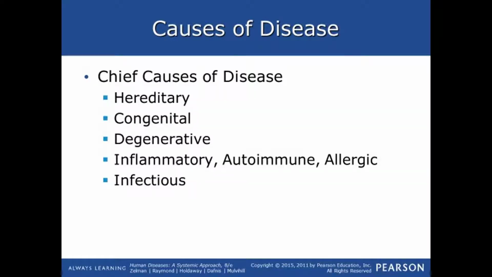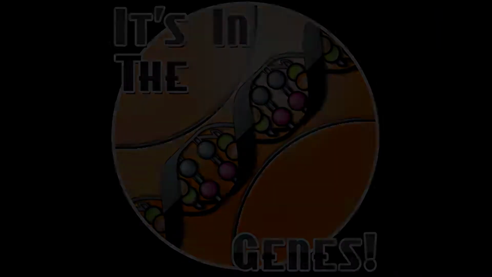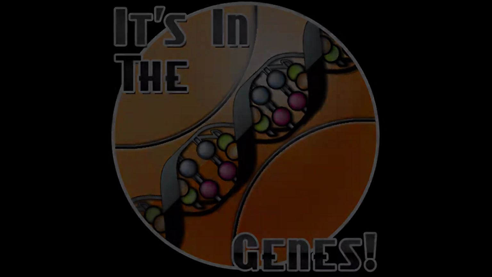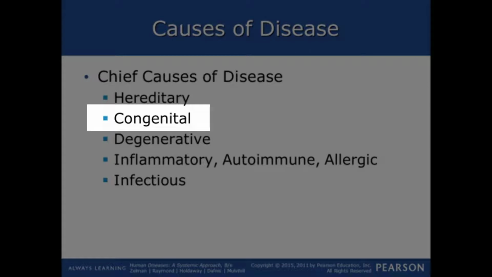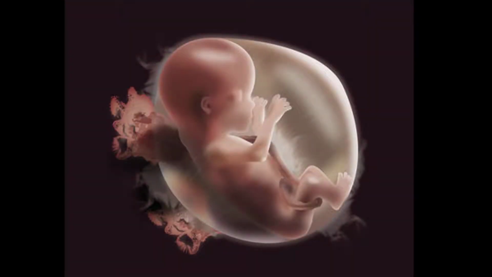So these are some classifications for the chief causes of disease. So this is how we classify various causes of disease. So pretty straightforward here. Hereditary just means the cause of the disease is an abnormality in genes or chromosomes. Congenital means that the disease is present at birth, which could mean it is hereditary or it was acquired during the development in the uterus.